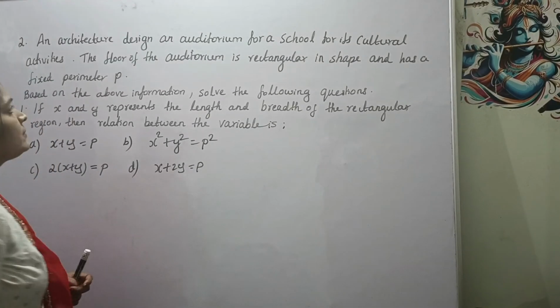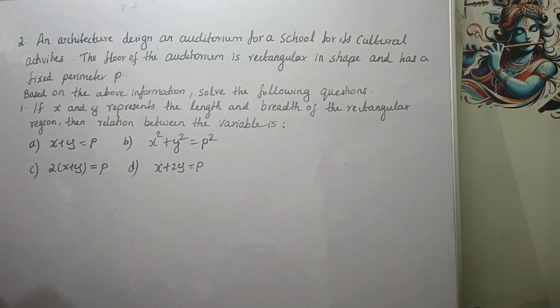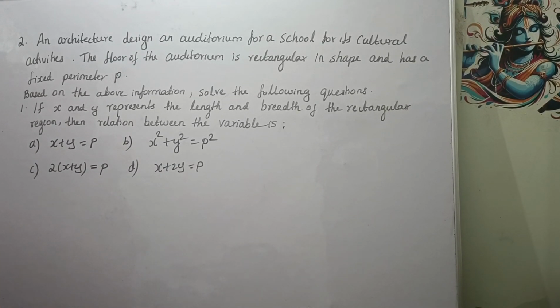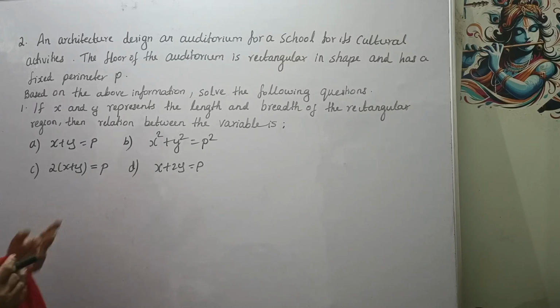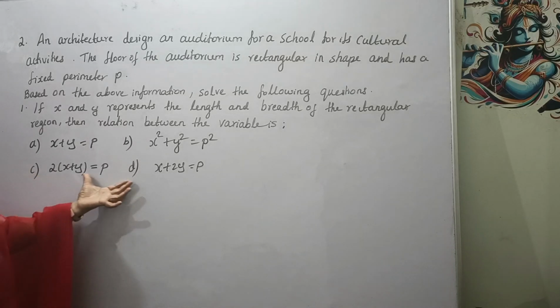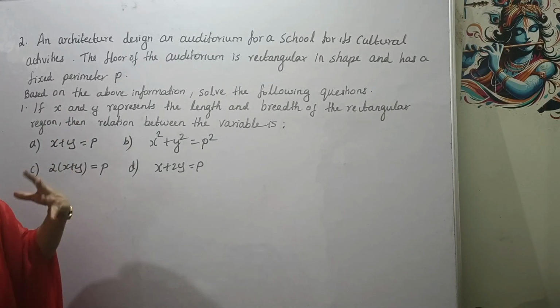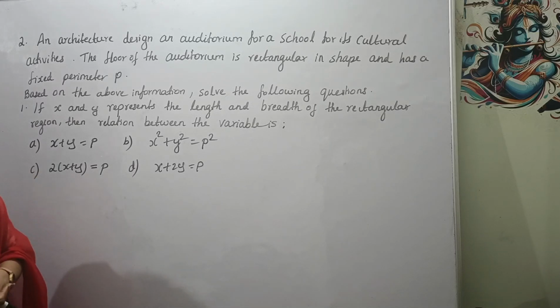An architect designs an auditorium for a school for its cultural activities. The floor of the auditorium is rectangular in shape and has a fixed perimeter P. Based on the above information, solve the following questions. First question. If x and y represent the length and breadth of the rectangular region, then the relation between the variables is. Very simple, right? See here, in all the options P is there. P is nothing but perimeter, and we know that the perimeter of the rectangle is 2 into length plus breadth, right?